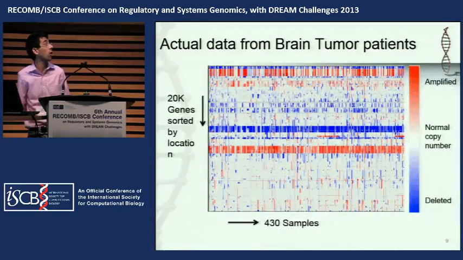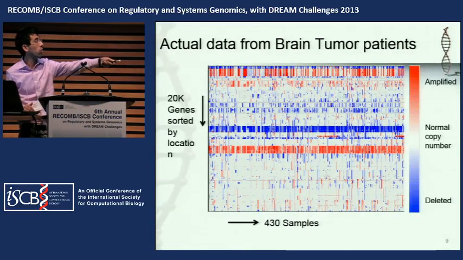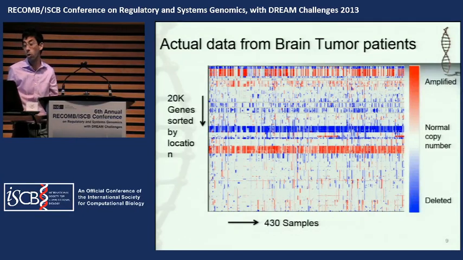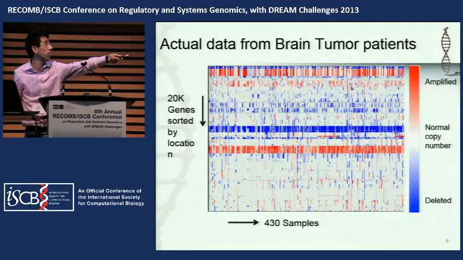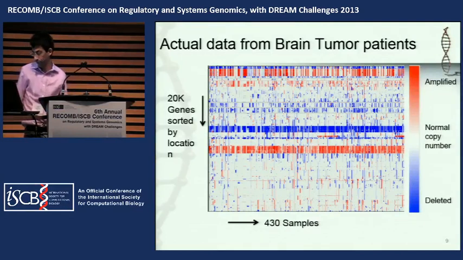If we look at actual data from brain tumor patients, TCGA glioblastoma, each row is a gene sorted by location. Each column is a patient. We can see that there are regions that are amplified in sort of all patients, and there are regions which are deleted in all patients, but almost everywhere else you can find a region that's deleted in one patient, amplified in another, or deleted or amplified in just one patient. And each patient seems to have a completely different sort of fingerprint.